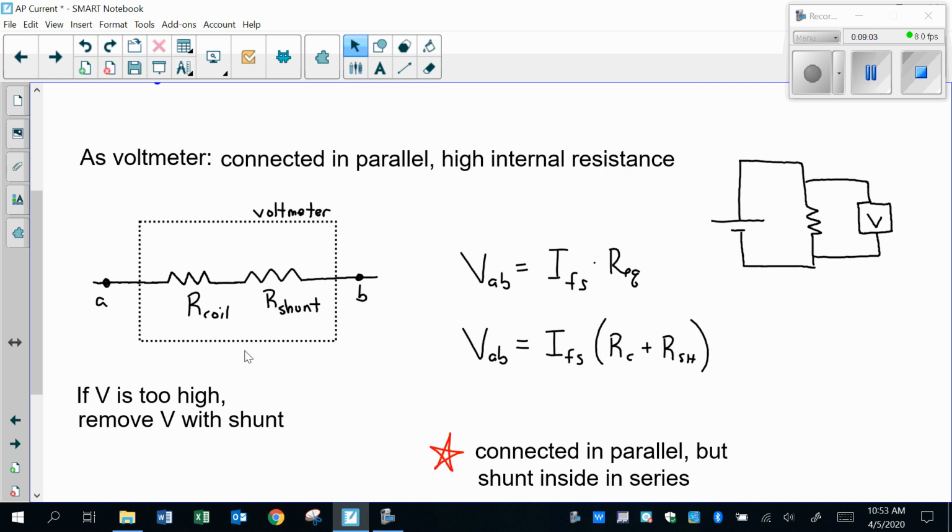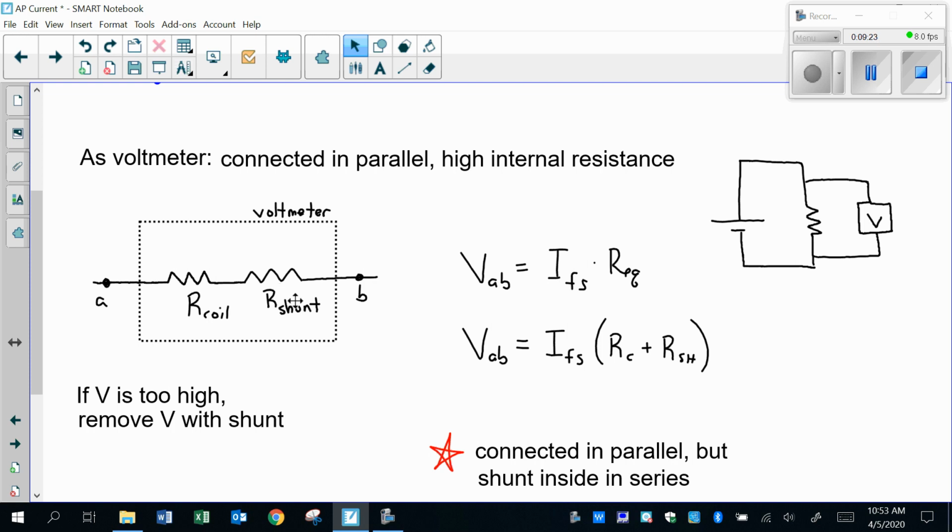And again, question, 2-second answer time, hit pause if you have to. If I want to pull away more and more and more voltage, what's going to have to happen to the resistance of my shunt if I want to pull away more and more voltage as I measure higher voltages? 2-second pause.